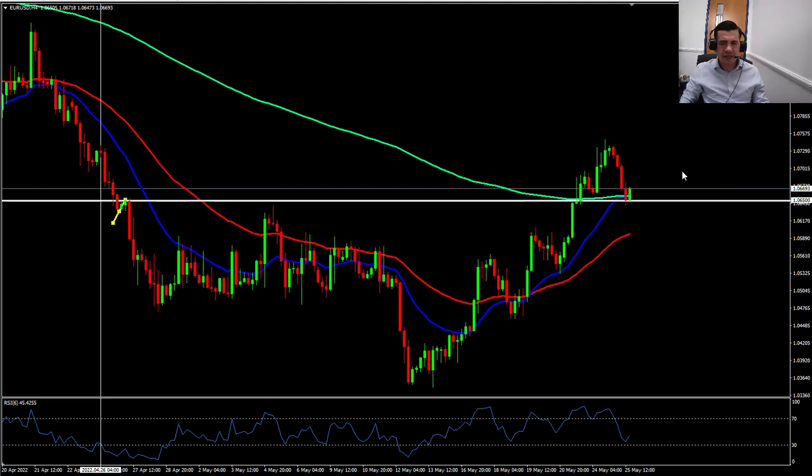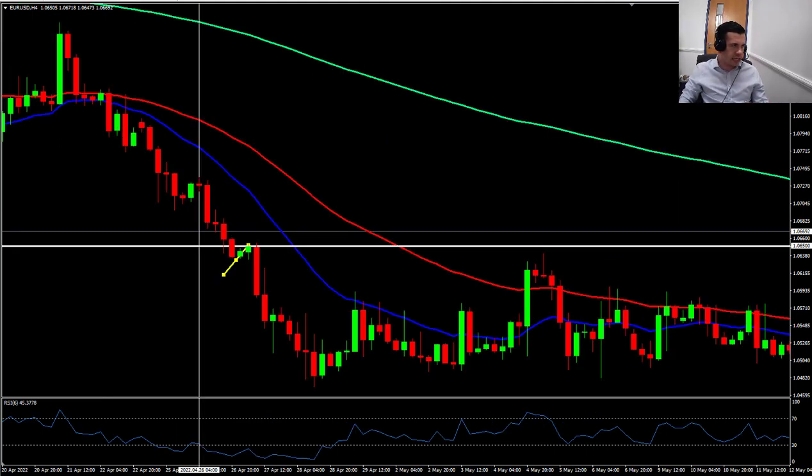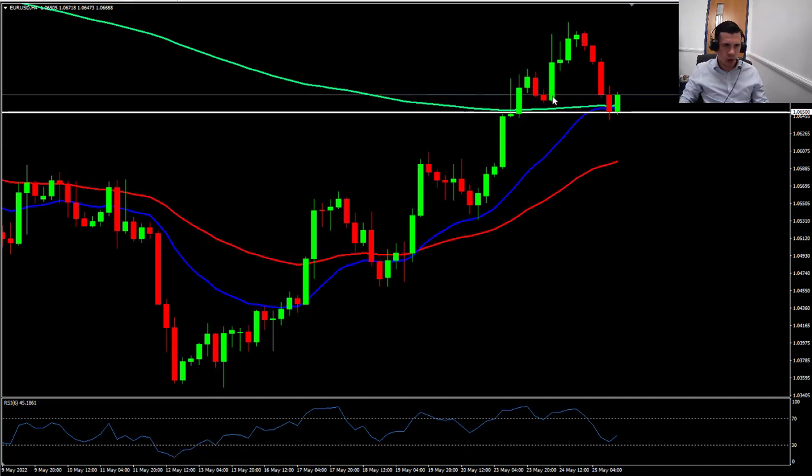So look, there's nothing to do immediately. Sit tight, be patient. What I want to see in this scenario here is a bullish engulfing close. And I don't mind if it's this candle, or it's the next, or it's the one after. We want to know that buyers are ready to step back into the market.